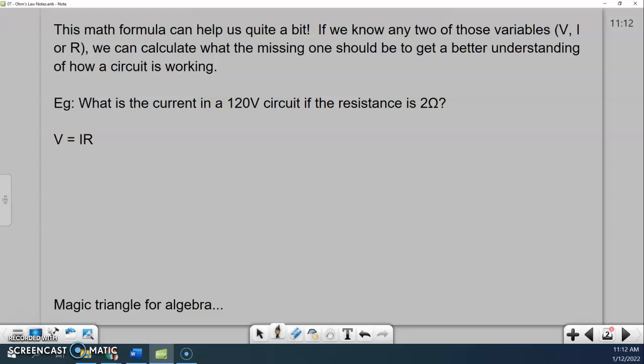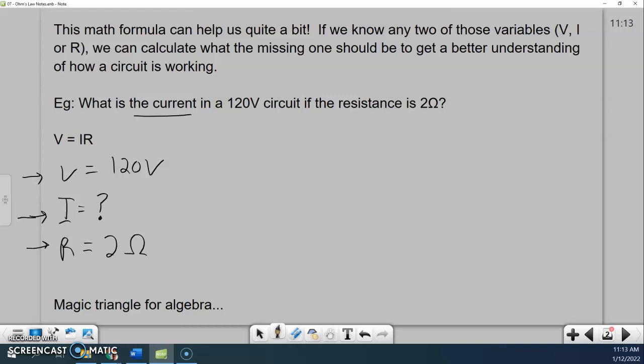So here's our example. Just a little easy one. What is the current in a 120 volt circuit if the resistance is 2 ohms? And so what you're seeing here is step one for most math equations, the easiest way to do it: write down all the stuff the question is telling you, even if you don't know something, like what is the current? Notice that I put a little question mark by the I.